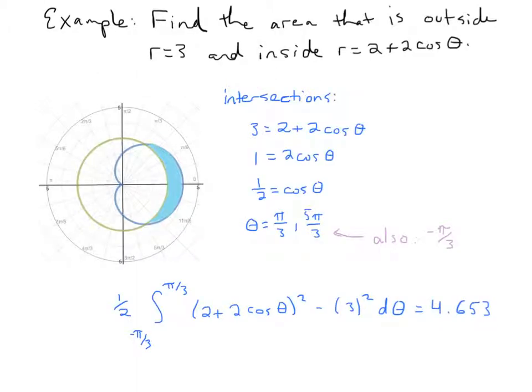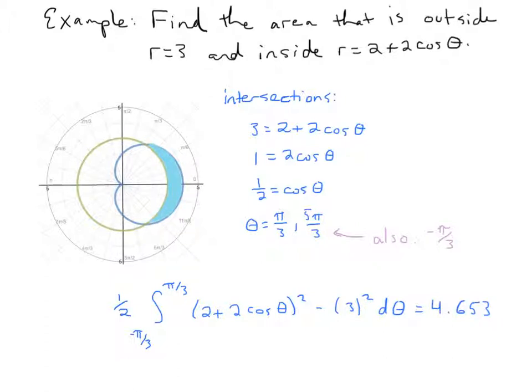Here's an example. We are finding the area that is outside r equals 3 and inside r equals 2 plus 2 cosine theta. So first I need to graph. This is r equals 3. It's just a circle. And the other one, 2 plus 2 cosine theta, is the blue graph right here. So if I'm going outside of the circle and inside of the other one, it's this shaded area. First thing I need to do is find out where these two curves intersect, because I need to know I'm taking my integral from this point to this point.